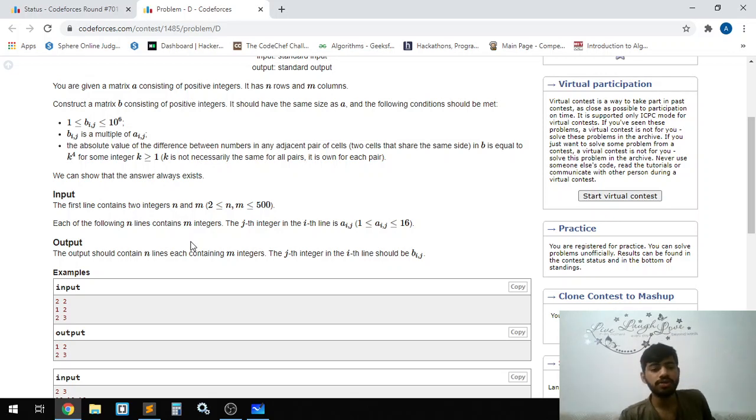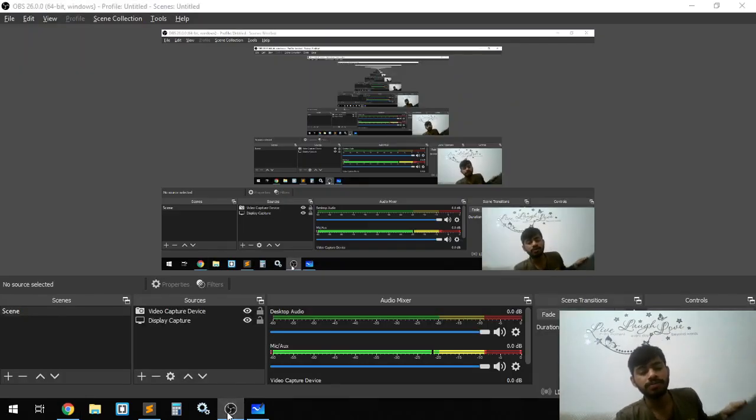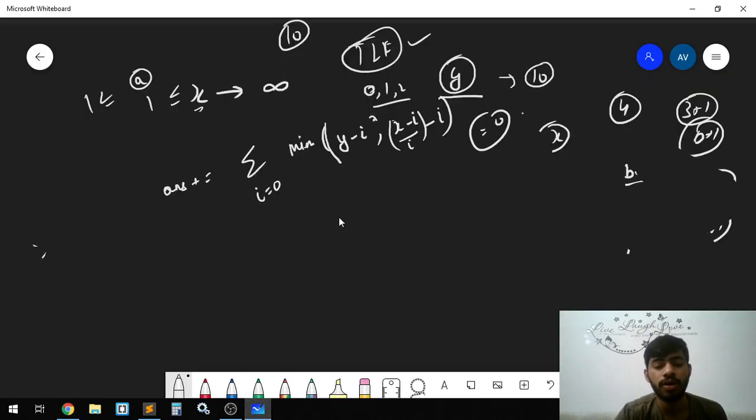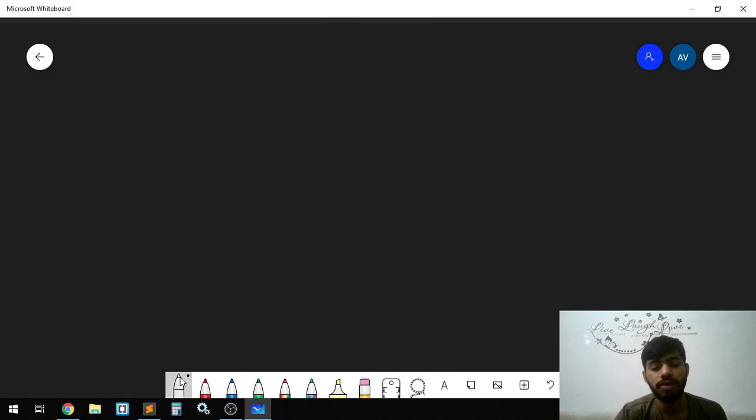So in this question, what is given is an n by m matrix, and we need to find another matrix b, where each element b of ij is a multiple of a of ij, and the difference between two adjacent elements must be a power k raised to the power 4. Let's see the problem, the 4D problem.